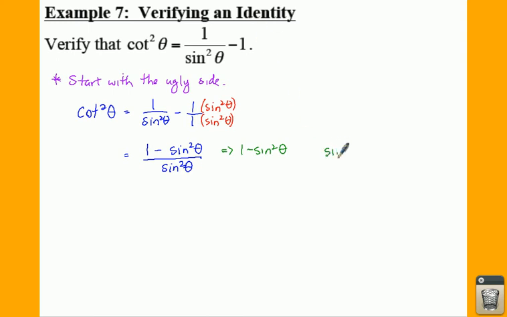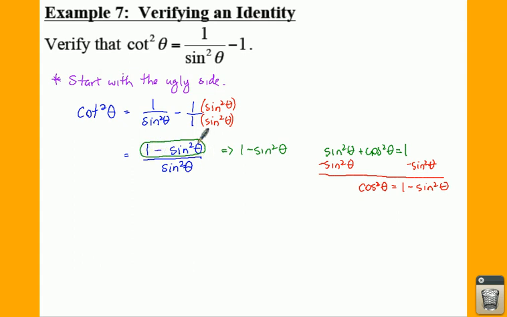If you were to take sine squared theta plus cosine squared theta equals 1, is there something you can do with this equation to make it look like this one? Thanks, Kim. You need to subtract sine squared theta from both sides. And when you do that, you get cosine squared theta equals 1 minus sine squared theta. So you're going to be able to take out this 1 minus sine squared theta and substitute cosine squared theta.